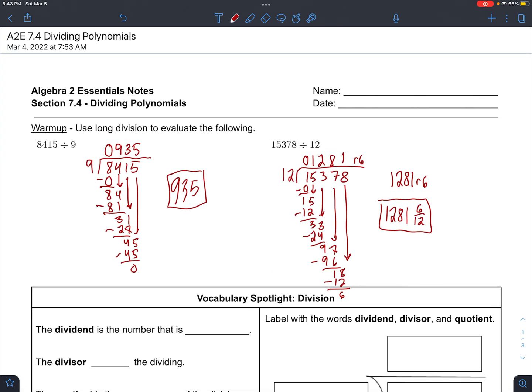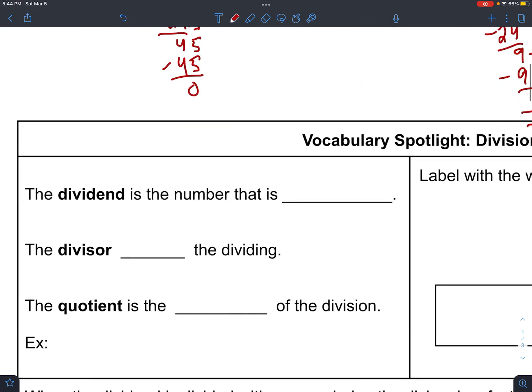Okay. So we've been talking about polynomials, and we've added them, we've multiplied them, we subtracted them, we factored them, and the last thing we need to do is divide them. Okay. So when I say dividend, hold on 1 second. Let me pull up the key here. The dividend is the number that's being divided. The divisor does the dividing, and the quotient is the answer.